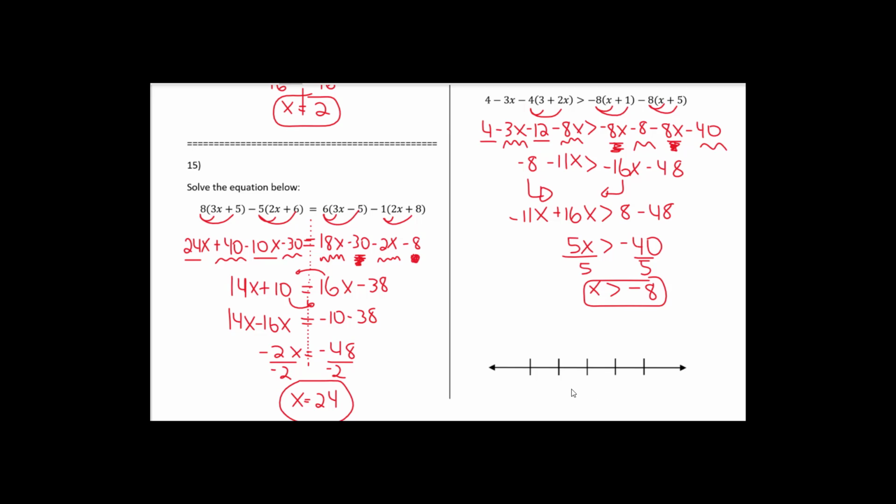Now it's time to graph. So we put negative 8 in the middle. Next to negative 8 to the right is negative 7, negative 6. And to this side is negative 9, negative 10. We put a circle on top of the 8, and it's going to be an empty circle because there's no dash, and it goes to the right.